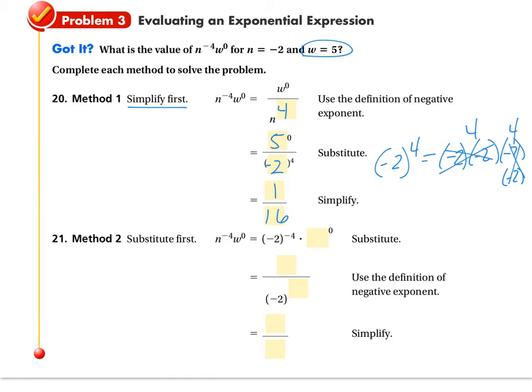Now you could also substitute first. So take n to the negative 4 and make it negative 2 to the negative 4, and then w would be 5, so it's 5 to the 0. So we've substituted. 5 to the 0 becomes on top, and negative 2 to the negative 4 becomes negative 2 to the positive 4 by using the definition of negative exponent, meaning we use the reciprocal. 5 to the 0 power is 1, and as we've seen before, negative 2 to the 4th power becomes 16.